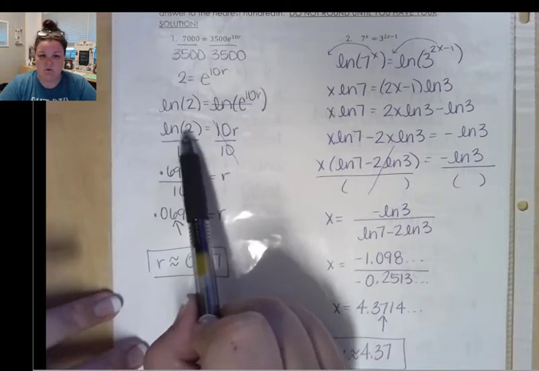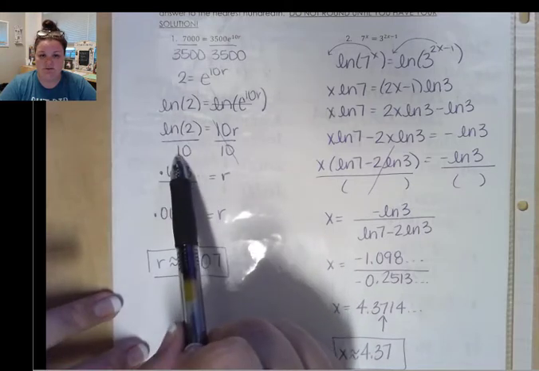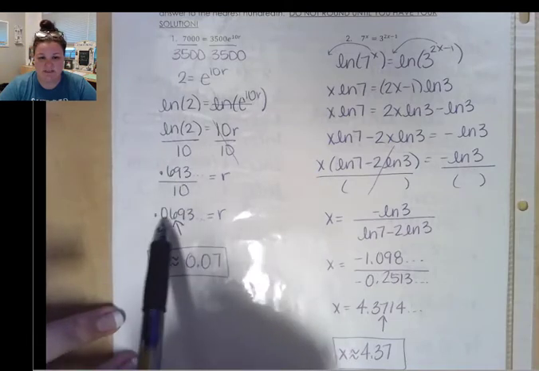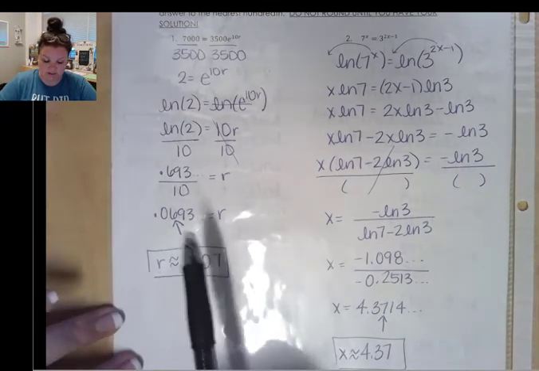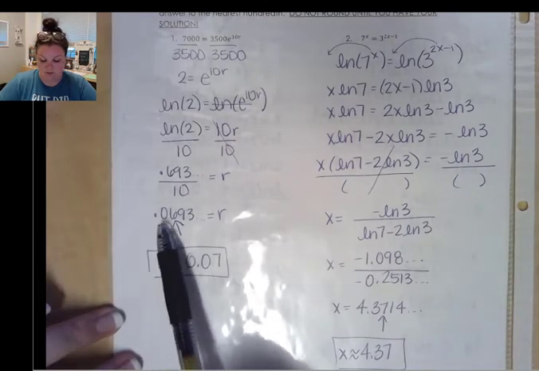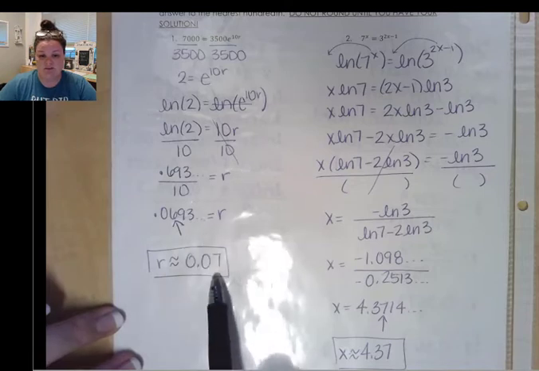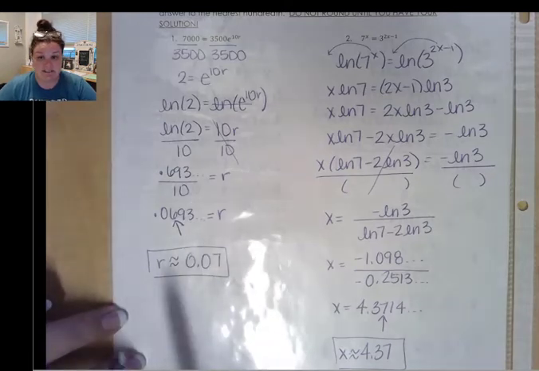Okay, so this is what we can do in our calculator. ln of 2 divided by 10. If you have a more basic calculator, you probably have to do it in steps like I showed here. But regardless, we should end up with 0.0693. And then when we round our answer, we should end up with 0.07.